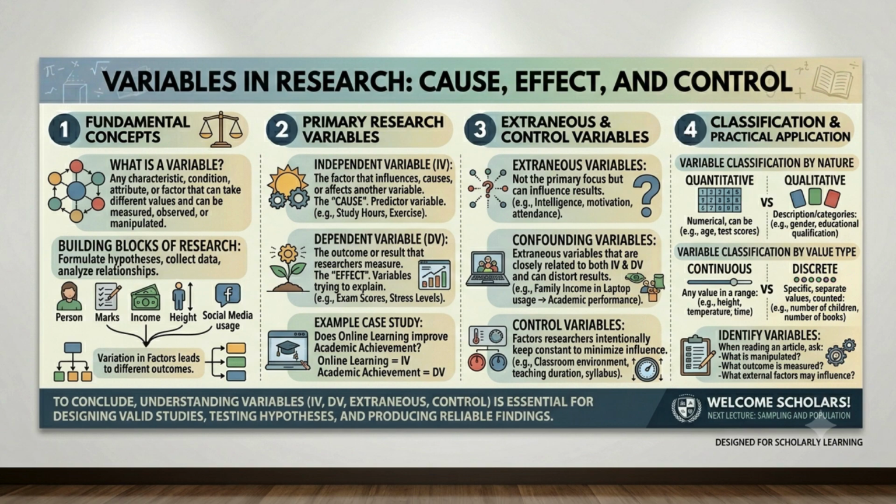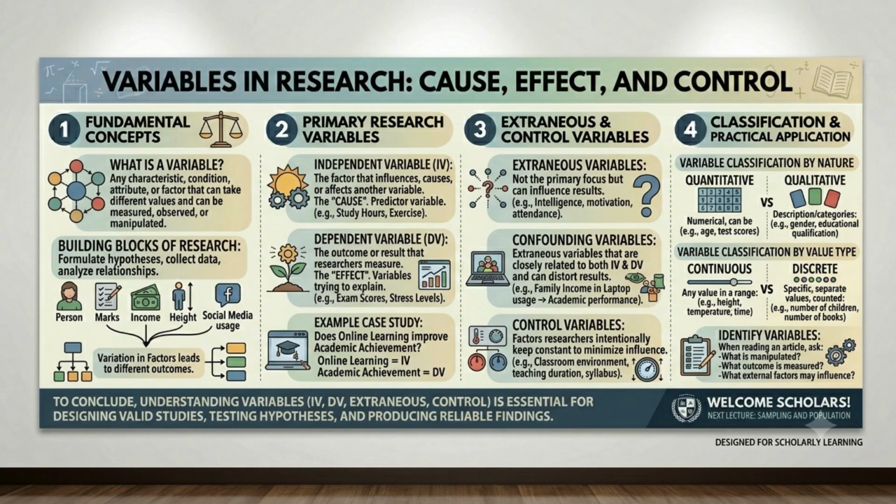Besides the teaching method, many other factors can influence academic performance, such as intelligence, family background, motivation, previous knowledge, attendance, and access to learning resources. These factors are extraneous variables because they may affect the outcome even though they are not the main variables under investigation. If extraneous variables are not managed carefully, they can create confusion and make it difficult to determine whether the independent variable is truly responsible for the observed results. Therefore, researchers try to identify and minimize their influence.